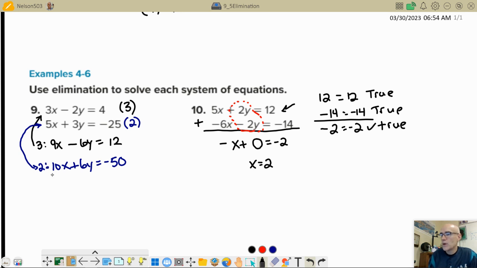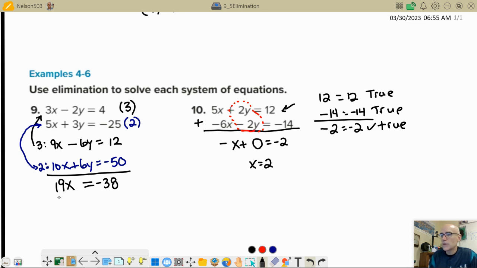Okay, so now we have two equations that have the same number but opposite in sign, which is beautiful because now I can just use addition. And when I add 9 and 10 together, I get 19x. I get no y's. This is where I would just suggest you put an equal sign down because the y's went to 0. And over here, I've got -38, right? Because 12 minus 50 is -38.